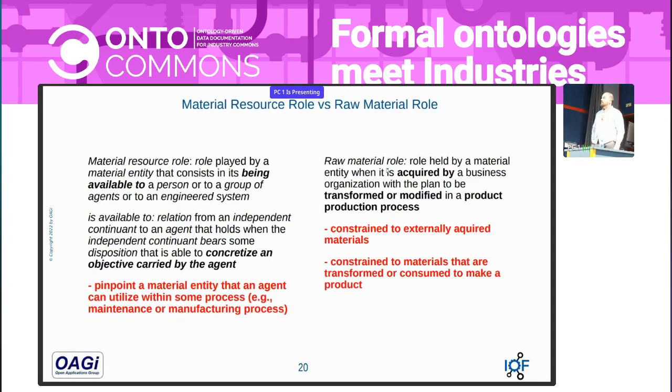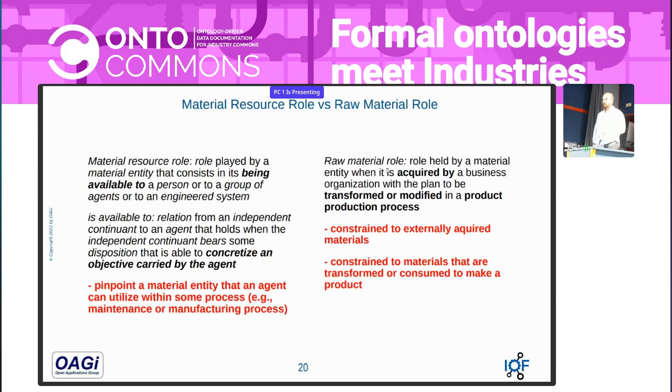Another clarification is the difference between a material resource and a raw material. A material resource is a role played by a material entity when it is available to a person, group of agents, or engineered system. The availability means that it has some internally grounded characteristics, so a disposition, that the agent actually needs to achieve a certain objective that the agent carries. So this can actually help pinpoint all the material entities that the agent can use or is using at the moment.